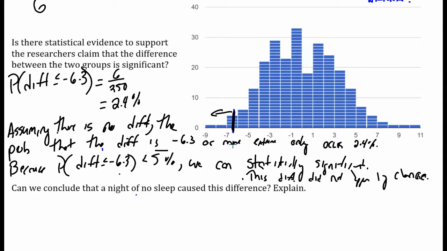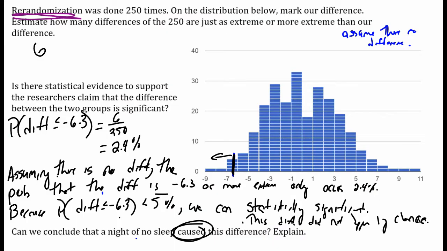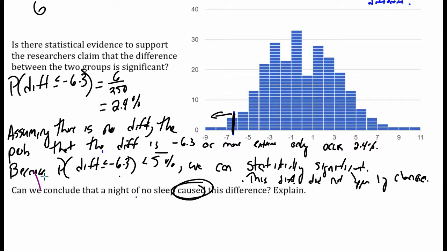Can we conclude that a night of no sleep caused this difference? The key word there is caused. To have a causation, we need an experiment with random assignment. Well, did we have an experiment with random assignment? Yes, we did. So we can say it caused. We can say there was causation. Yes, we can say there's a causation here because it's an experiment, number 1, with random assignment.